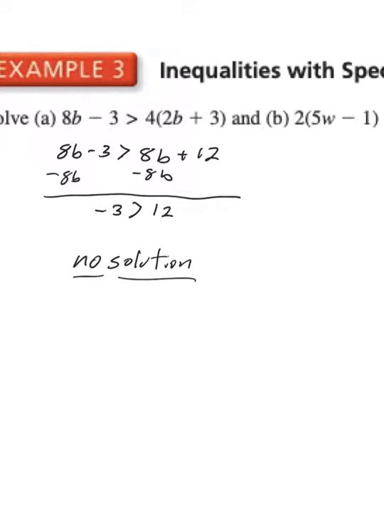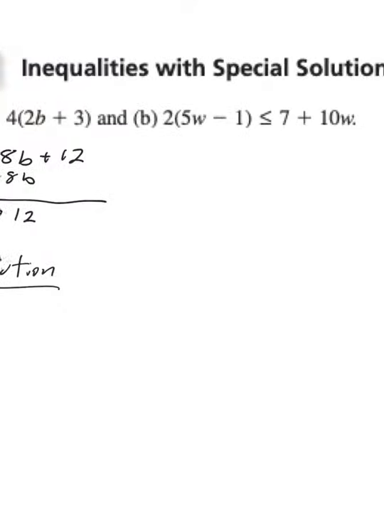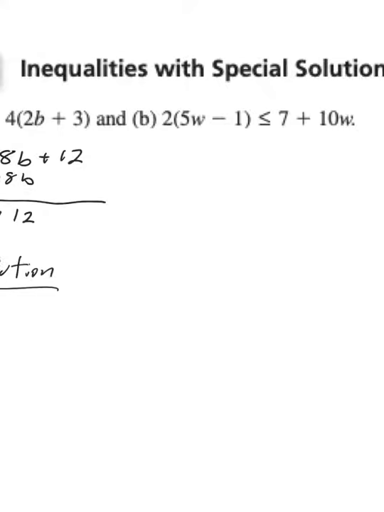All right, so let's go ahead and take a look at B. In this case, we're going to distribute again. Let's try that again. 2 times 5w is going to be 10w, and then minus 2, less than or equal to 7 plus 10w.